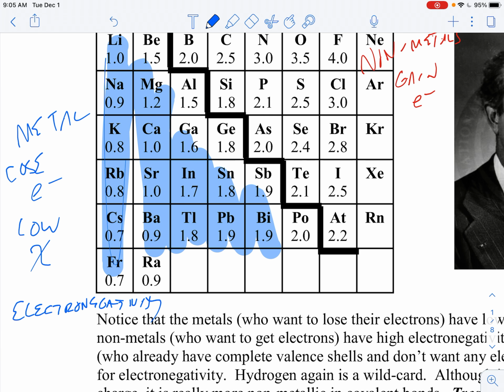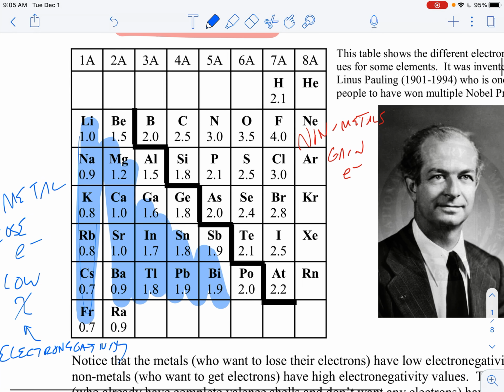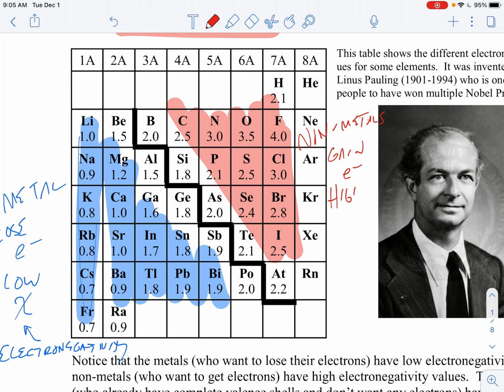Electronegativity. See why I'm using the symbol there, right? So they have numbers that are very low. Notice over here, for the nonmetals, these guys over here have electronegativities that are very high. Why? Because they want to gain the electrons.